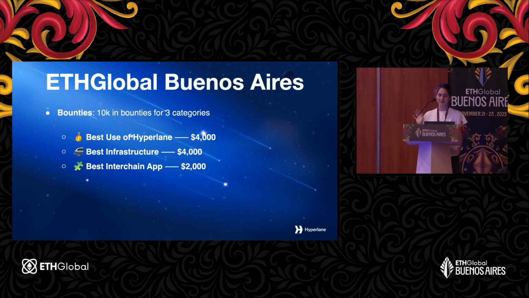And then our bounties, 10K in bounties across 3 categories: best use of Hyperlane, best infrastructure, best interchain app. The best interchain app, self-explanatory, an application that is interchain. Best infrastructure, maybe something with the rebalancer, with the agents, with the ISMs. Best use of Hyperlane, it's again more general.